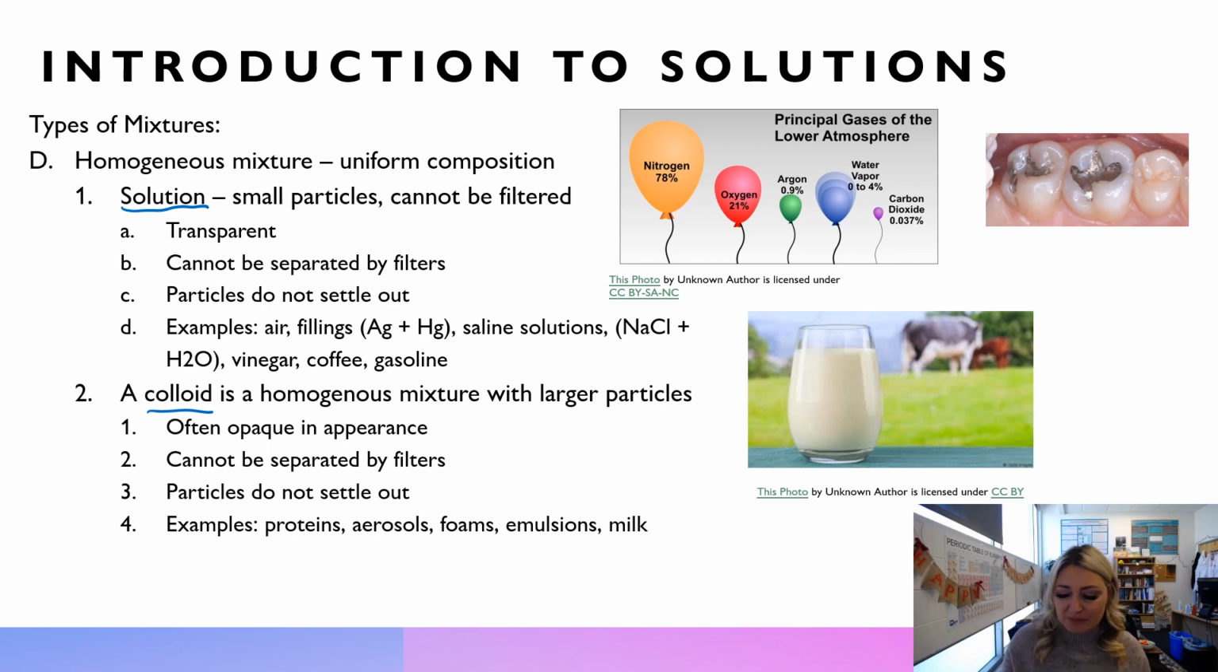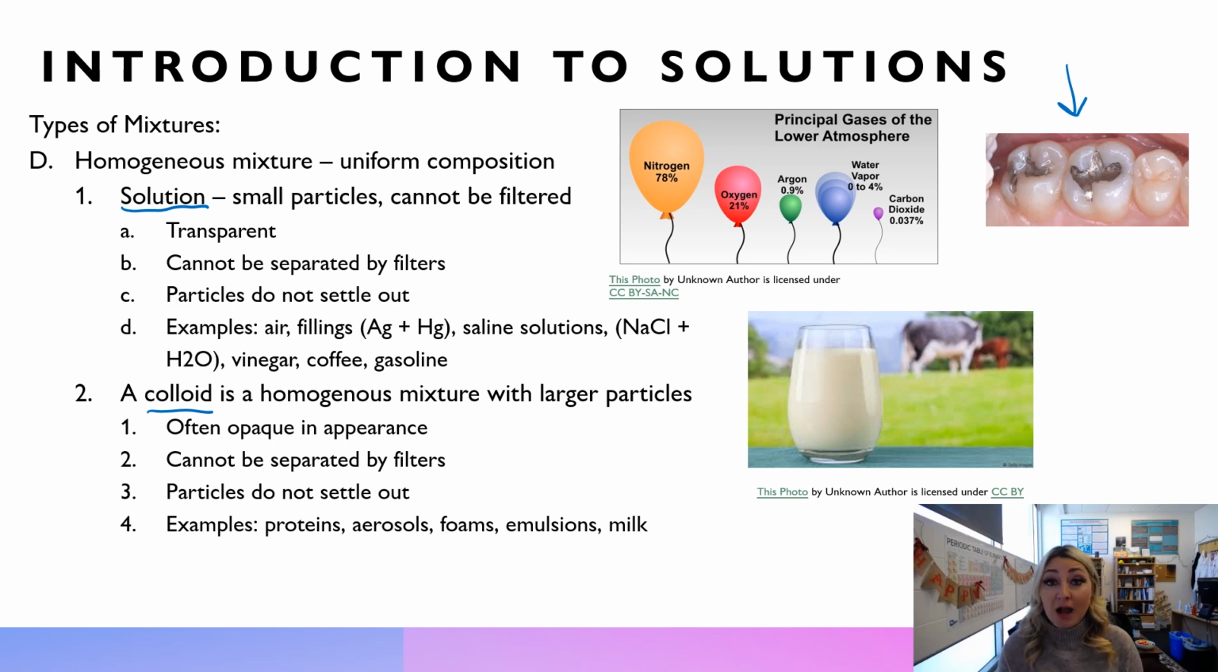So another example would be fillings. We see teeth fillings here, which are a mixture of silver and mercury. So now we're talking about two solids, or a solid metal and a liquid metal, that are serving as a solution. Saline solutions, like what you would find in an IV bag, contain dissolved sodium chloride in water. So that's an aqueous solution of saline. Vinegar, coffee, gasoline, those are all considered solutions.